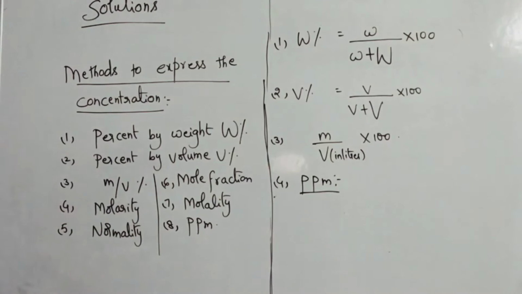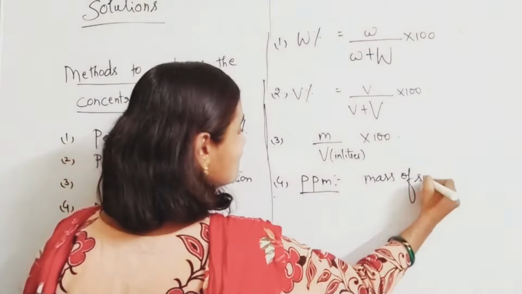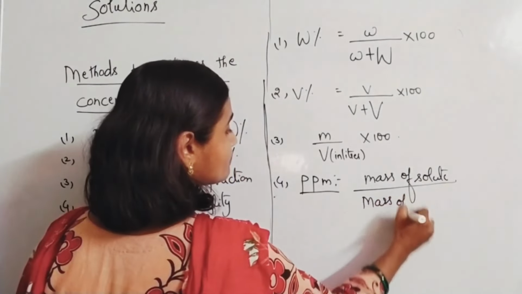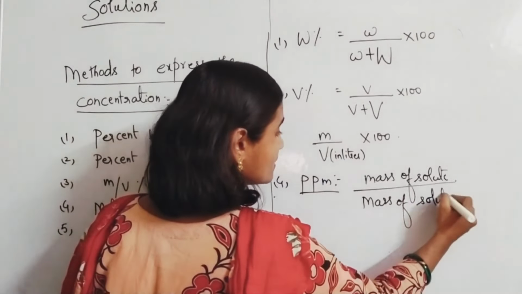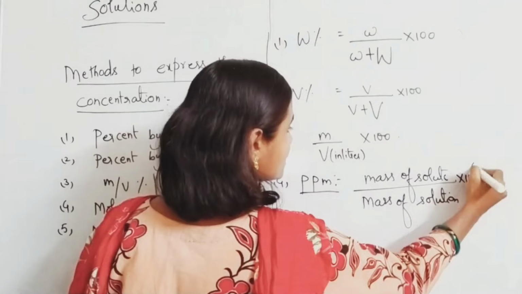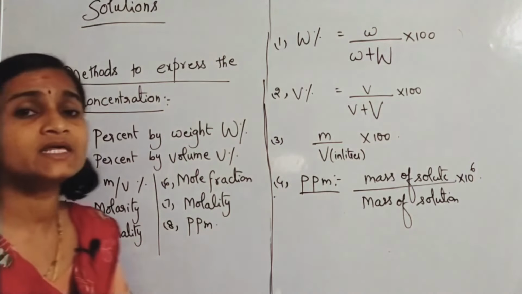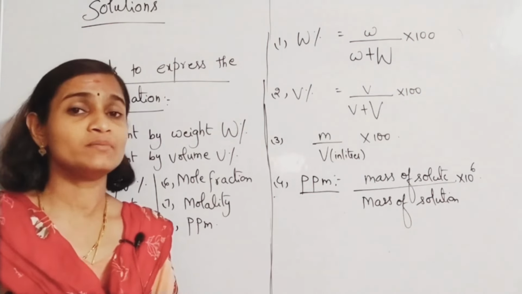What is the formula for ppm? Mass of the solute by mass of the solution into 10 power 6. You have to write the formula: mass of the solute by mass of the solution into 10 power 6. This is ppm. So using all these formulas, you have to do small numericals based on them also.